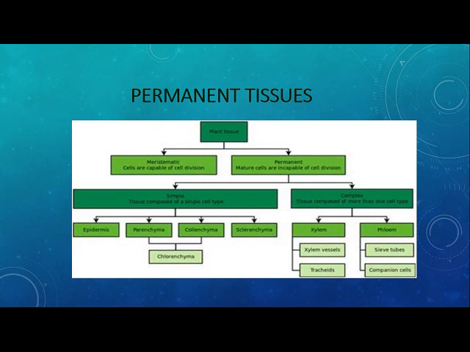Simple permanent tissue, children, when we study about their location and function, we understand that simple permanent tissues are again of how many types? Four types. Okay, epidermis, parenchyma, collenchyma and sclerenchyma. While the complex permanent tissues are only of two types, xylem and phloem. Permanent tissue based on their structure: simple permanent tissue and complex. Simple permanent tissues are of four types: epidermis, parenchyma, collenchyma and sclerenchyma.